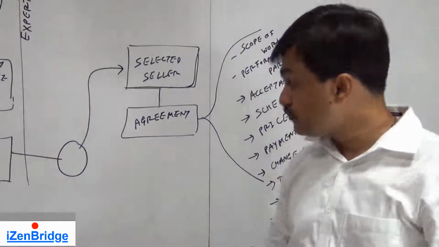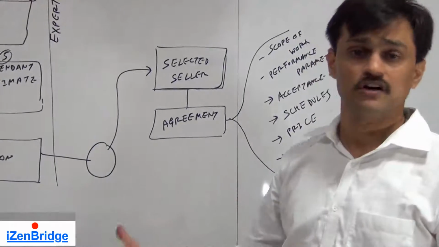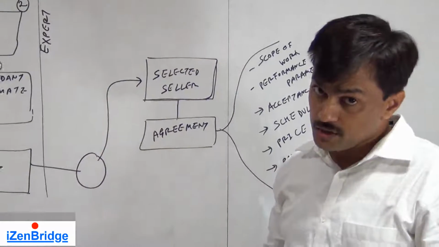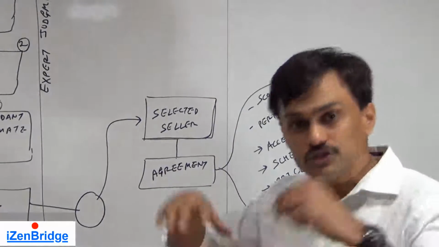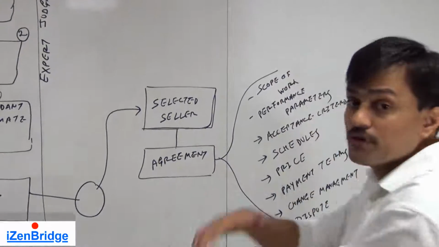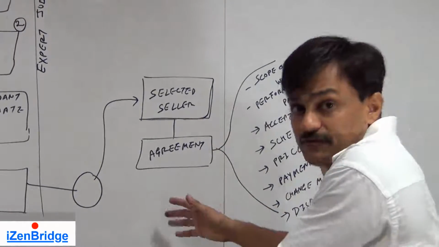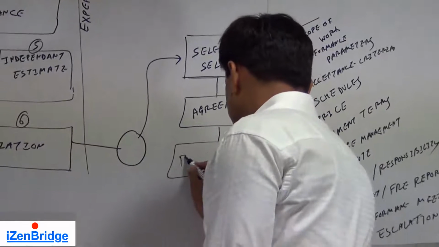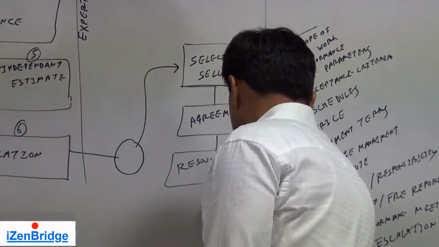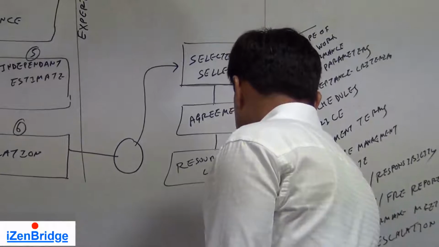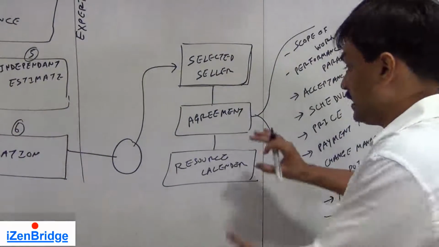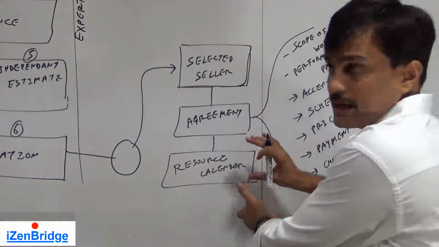Now, once we have an agreement, means we have someone to work for the selected procurement statement of work. Now we need to update our resource calendar. So once we get a schedule from them, once we have an agreement with them, we update our resource calendar. We reflect the work agreed and performed by them in our resource calendar.